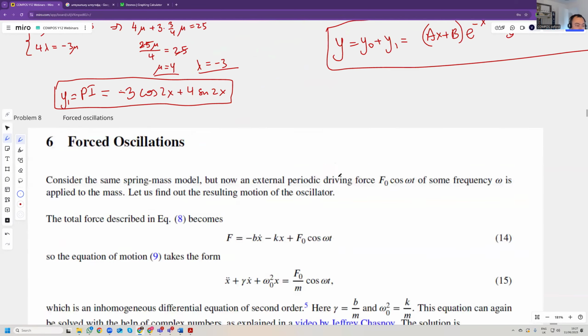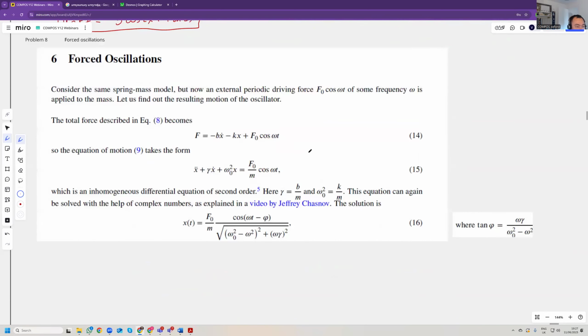So let's look at it in a real life scenario. So here it is. The total force acting on the system is the friction plus the force of the spring plus the external force, the external periodic driving force.